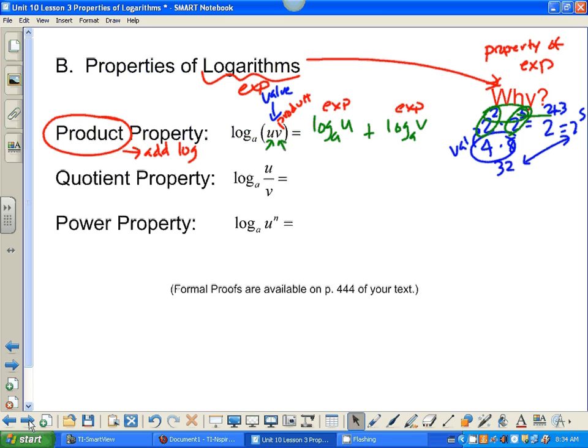With that logic, let me do a concrete example for the quotient property. If I took 2 to the third and I divided it by, here, let's do a little bit higher.